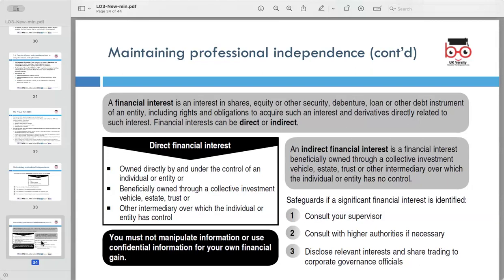Accountants are not allowed to manipulate or use confidential information for personal financial gain, regardless of whether the financial interest is direct or indirect. Safeguards are in place if a significant financial interest is identified, including consulting a supervisor or higher authorities and disclosing the relevant interest and share trading to corporate governance officials. So these measures help mitigate risks and uphold professional integrity in financial dealings.